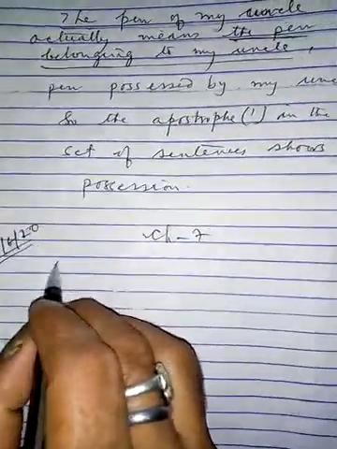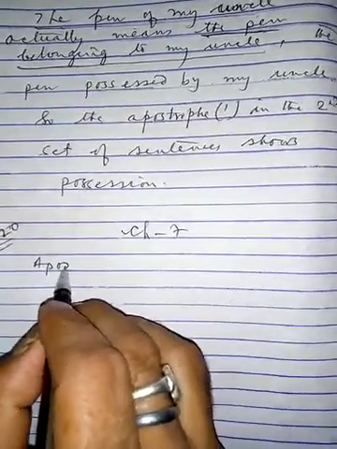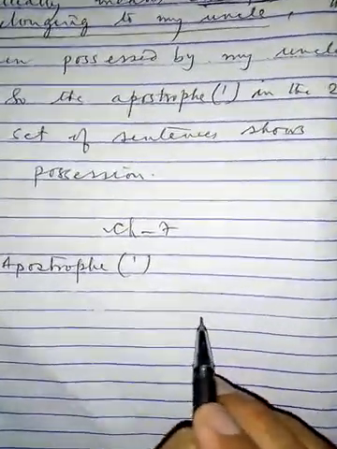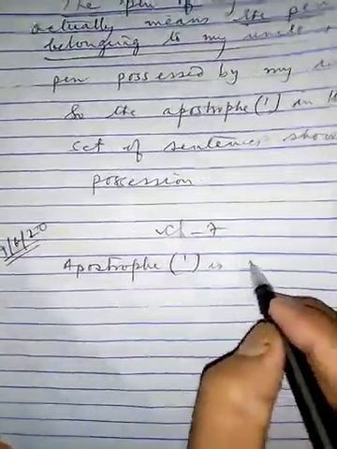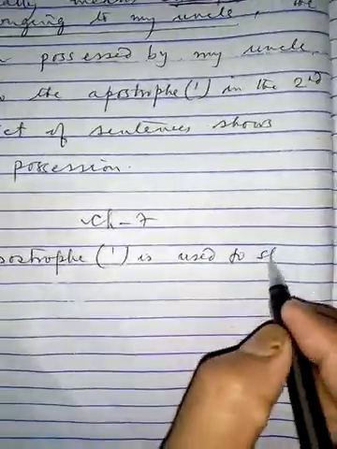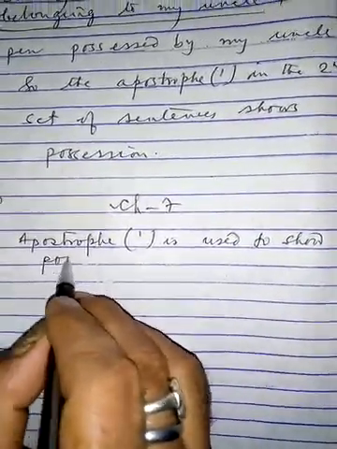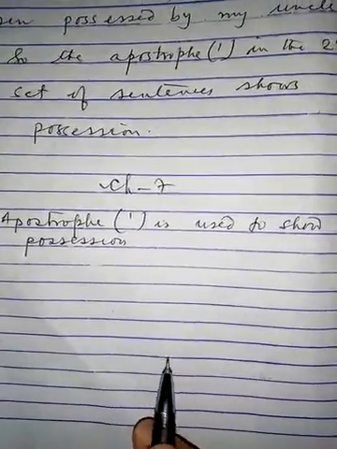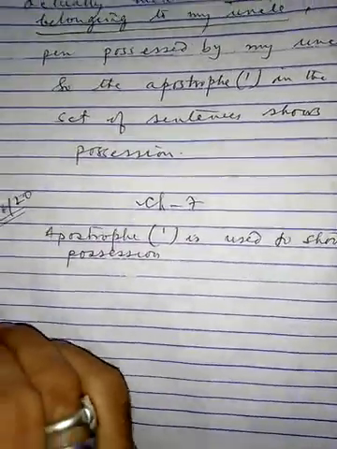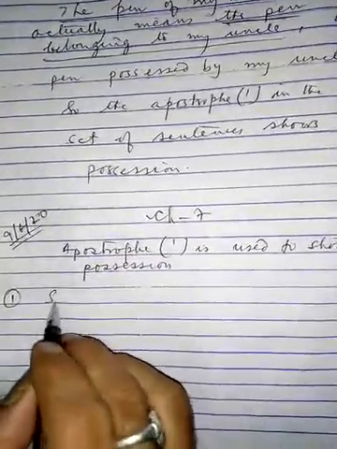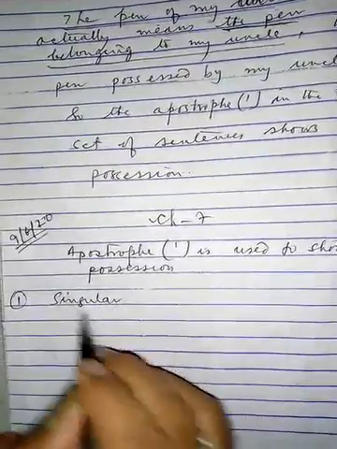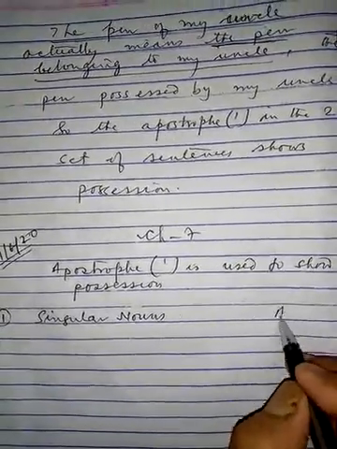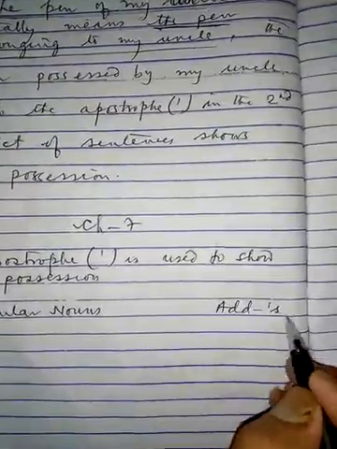Children, the apostrophe is used to show possession. How to use the apostrophe? First of all, singular nouns. Singular nouns add apostrophe S. Now see.